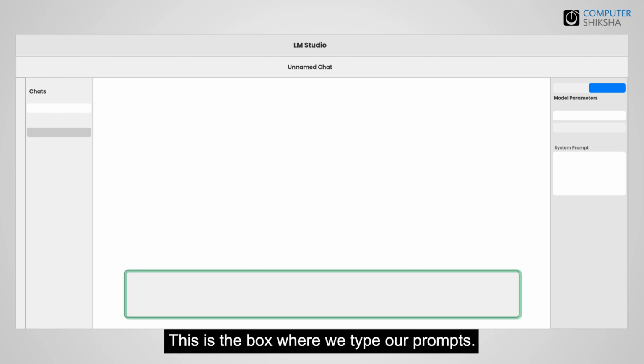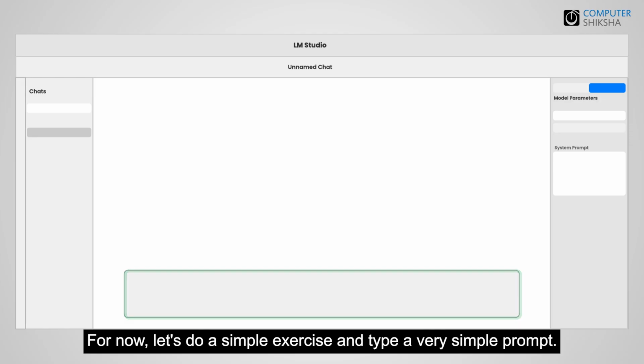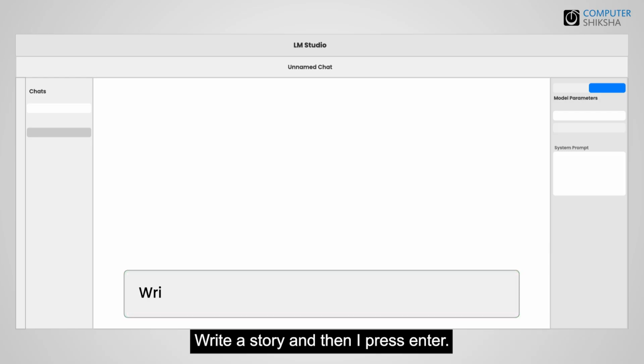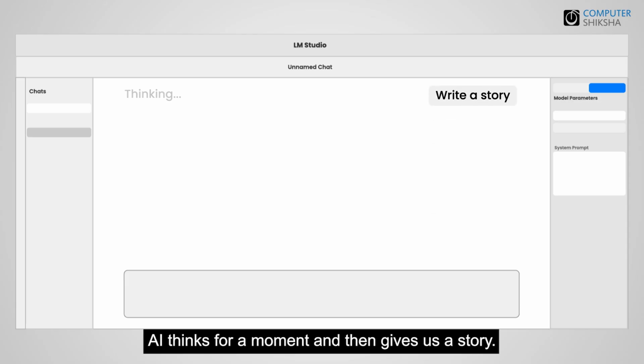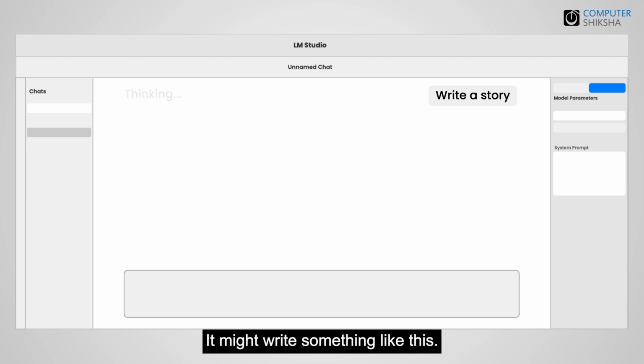This is the box where we type our prompts. We will learn more about this in the next chapters. For now, let's do a simple exercise and type a very simple prompt. Let me type, "Write a story," and then I press enter. AI thinks for a moment and then gives us a story. It might write something like this.